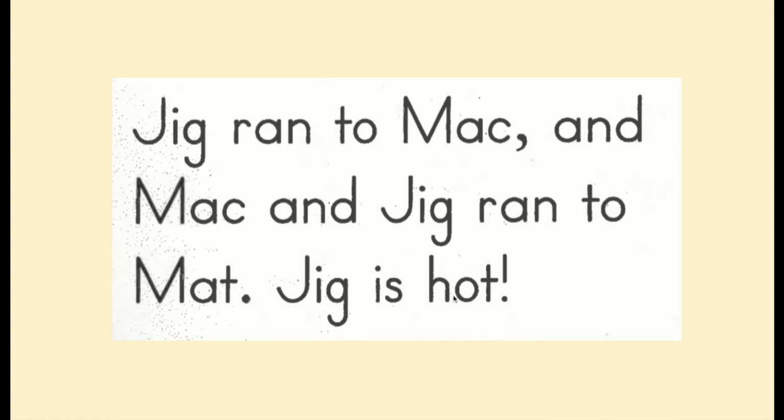Jig is hot. So Jig must be a boy's name, and he has ran to Mac, another little boy, and then Mac and Jig ran to Matt, another little boy. Or in our previous stories, Mac was a dog, so maybe Jig is a boy and he's running to the dog, and he and the dog are going to run to the next little boy.